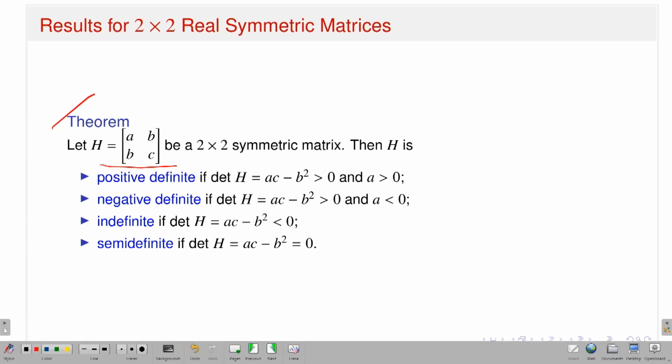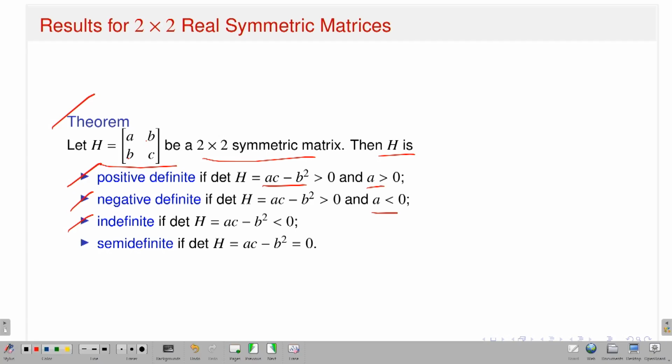So let's start with H whose elements are A, B, B, C. Of course, it's a symmetric matrix. That means these two should be the same, B, B. It's a 2 cross 2 symmetric matrix. Then I am saying that the symmetric matrix H is, number 1, positive definite if the determinant of H, which you can easily calculate as AC minus B square, is strictly positive, along with the 1, 1 element A being strictly positive. Negative definite means what? If the determinant AC minus B square is positive, however, the 1, 1 element A is strictly less than 0. That's called negative definite.